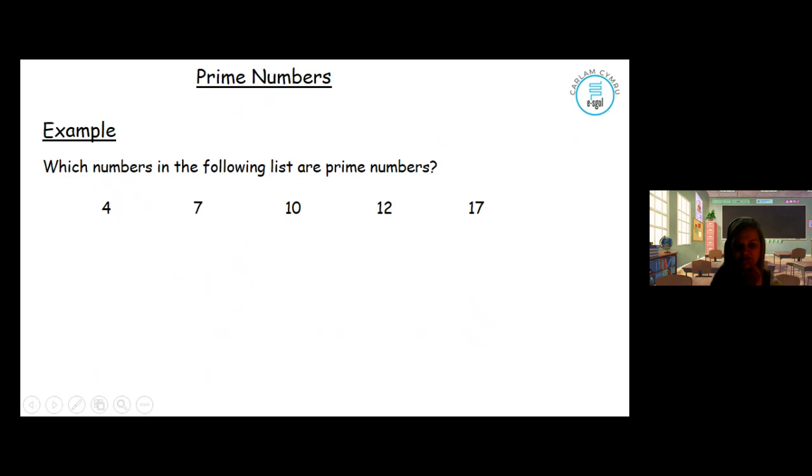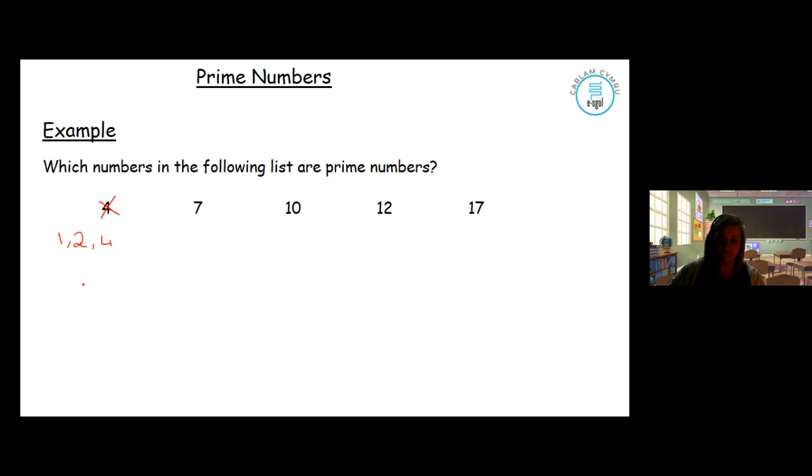Okay then, so we have a list again. Which numbers in the following list are prime numbers? You've got to think about whether there are any numbers that can go into the numbers you can see that are not 1 and not the number itself. If there is, then they're not prime. If I can find a number that goes into 4 that's not 1 or 4, then 4 is not a prime number. A number that goes into 4 is 2. So the factors of 4 are 1, 2 and 4. It has 3 factors, so that one is not a prime number.